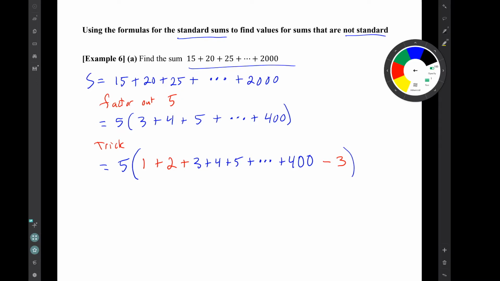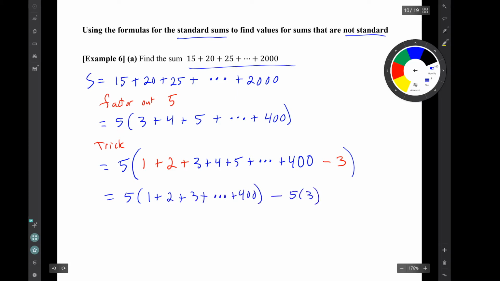Now I'm going to break this up into two separate expressions. So I broke off that 3 into its own term. Of course, it's got to have a 5 multiplying it because on this line, there's a 5 multiplying that 3. Now, look, we have the sum of the first 400 positive integers. So we can use the formula for that.